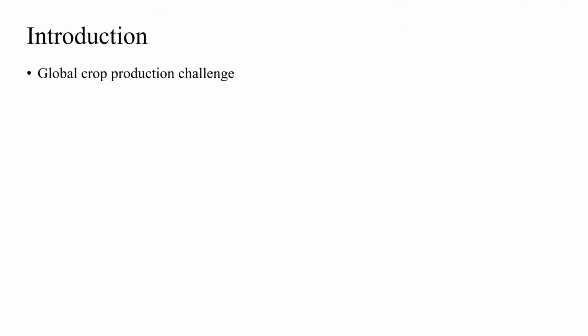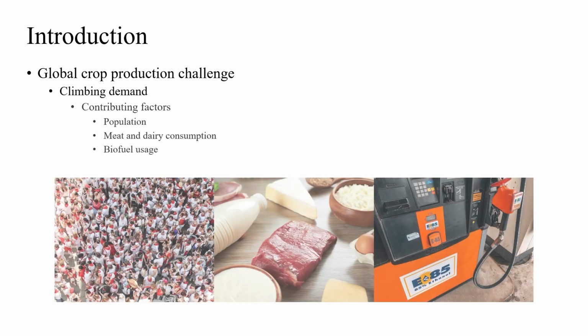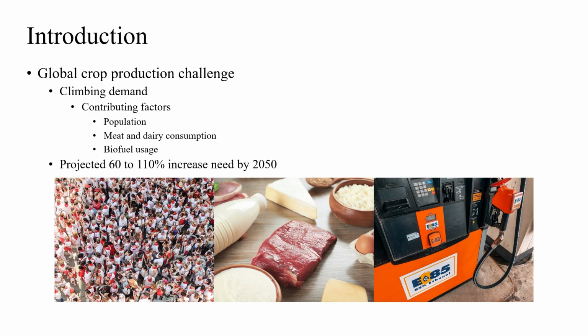Current global crop production is facing a climbing demand, and the three key contributing factors include increasing population, growing meat and dairy consumption, and rising biofuel usage. By 2050, a 60 to 110% increase in the world's agricultural production may be needed to meet the projected demand, which is known as the 2050 challenge.